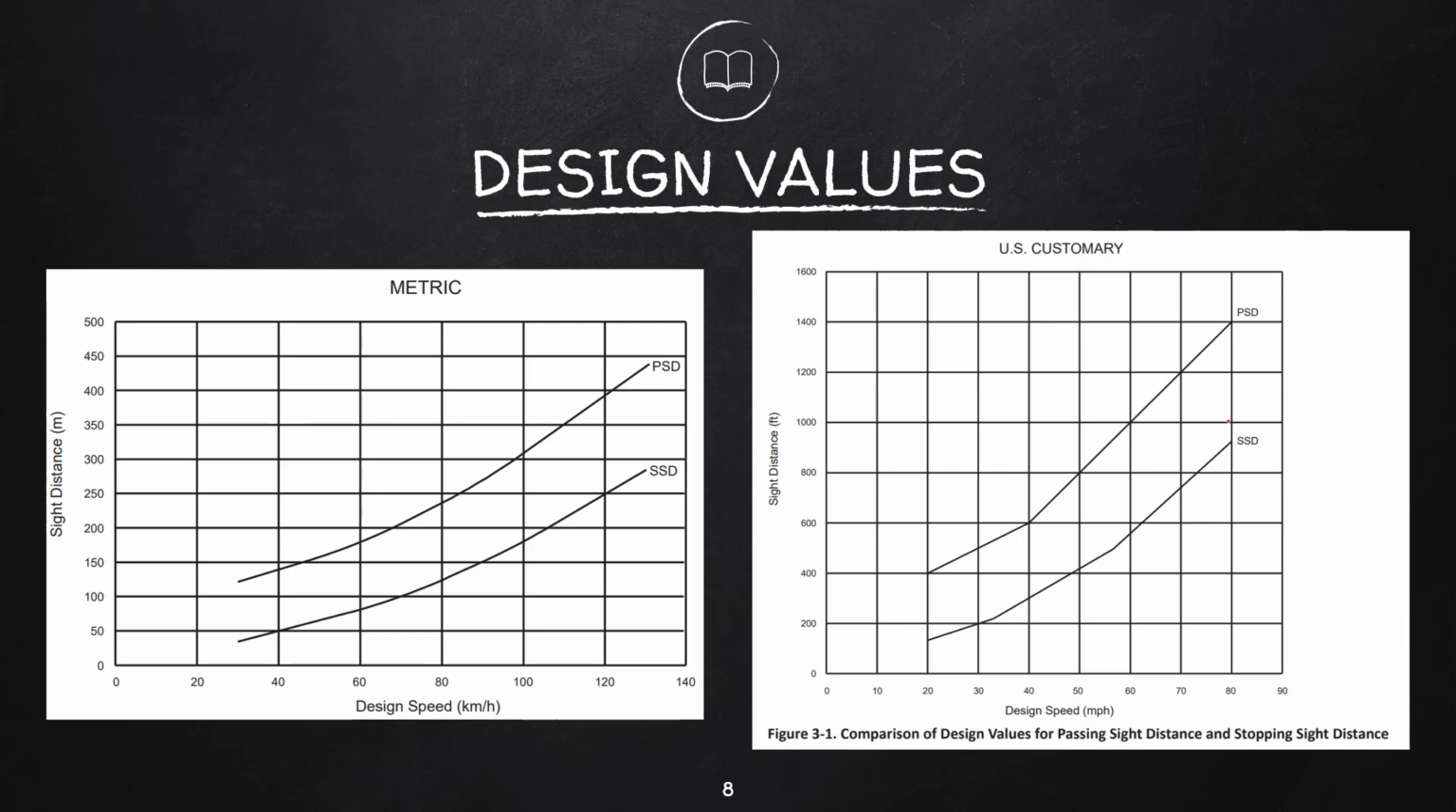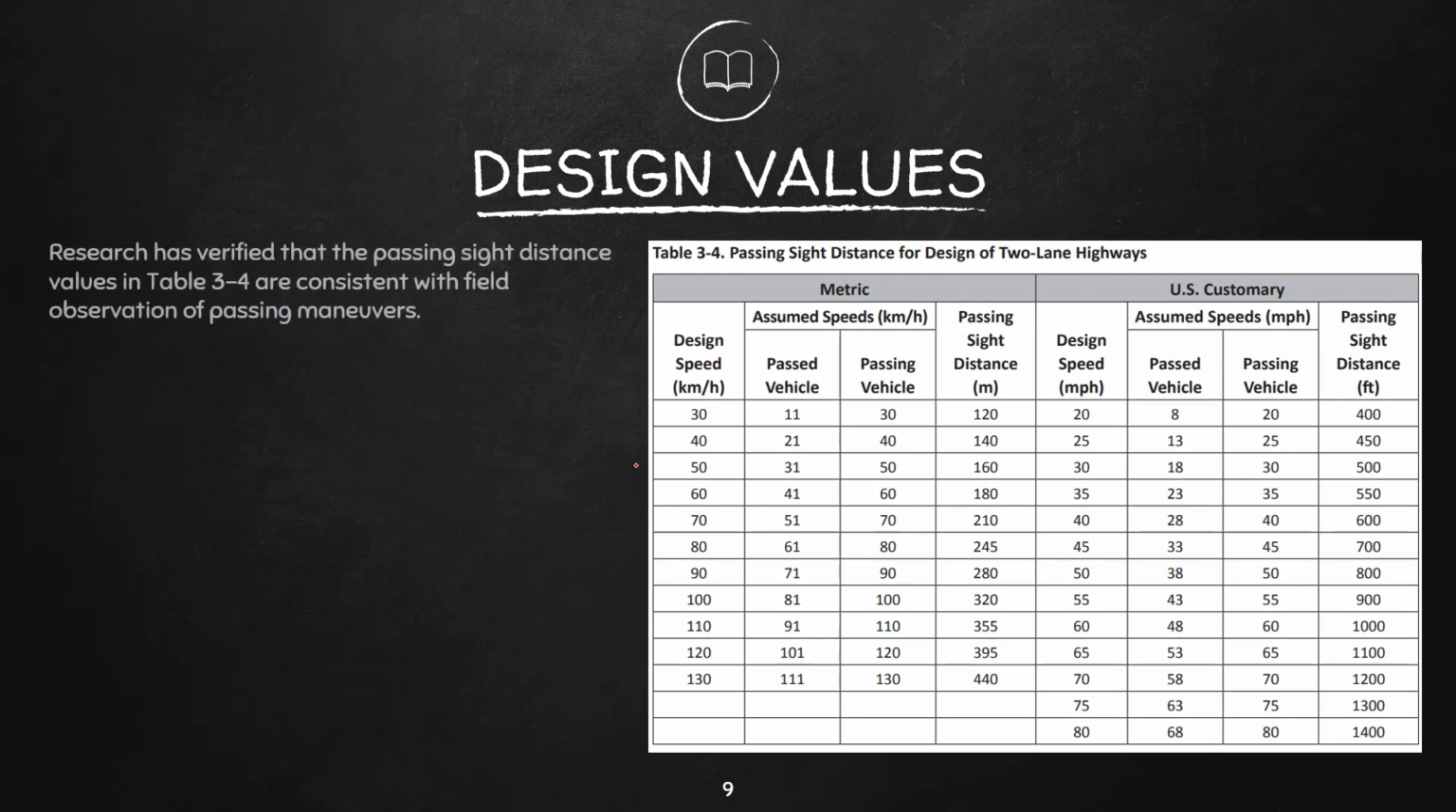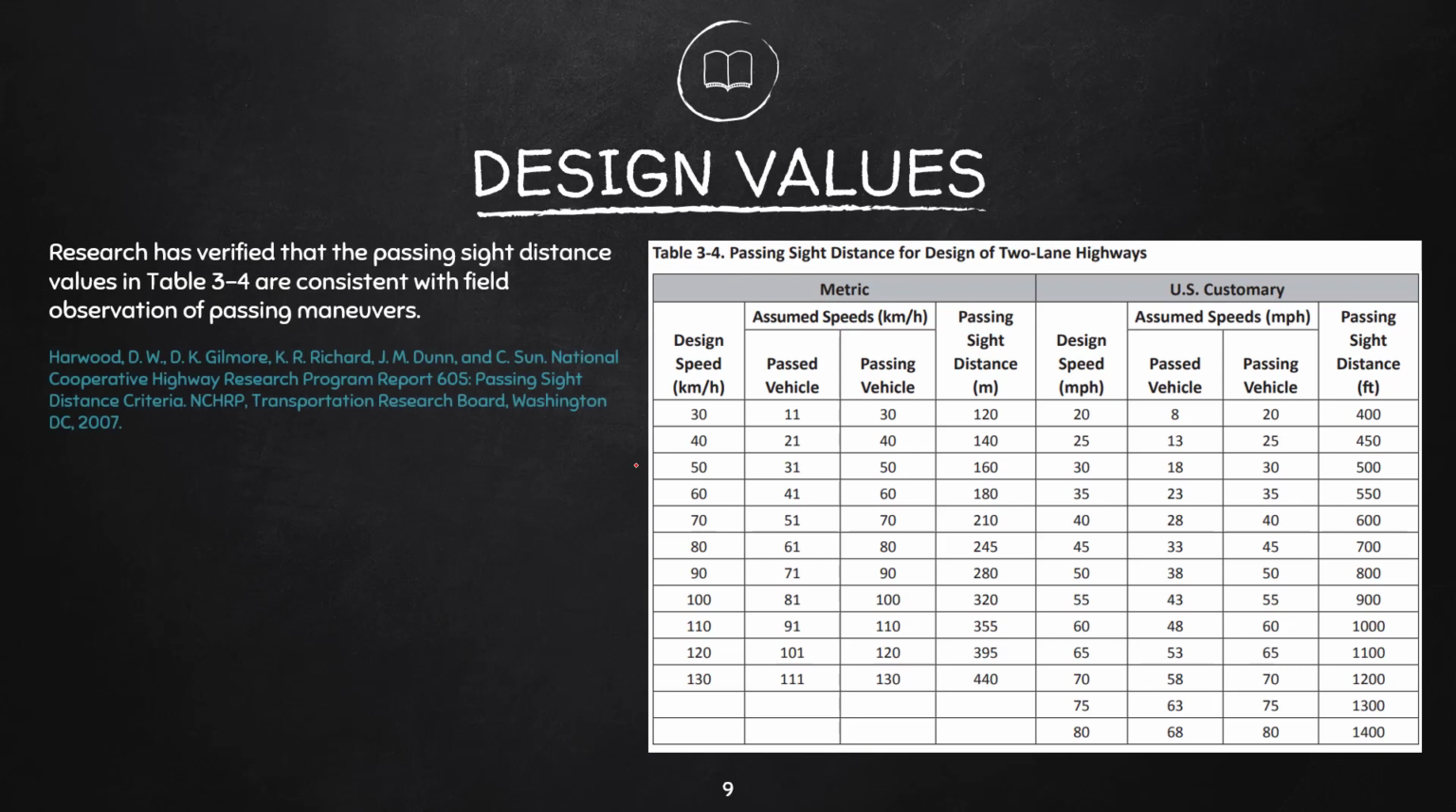So the x-axis here is the sight distance. You can see it is really considering the same design speeds. We can say that the PSD, or the passing sight distance, is really higher in value as compared with the SSD. Research has verified that the passing sight distance values in Table 3-4 are consistent with field observation of passing maneuvers.